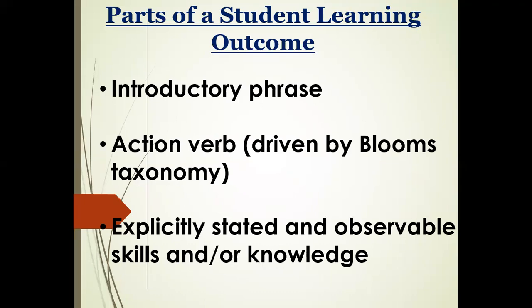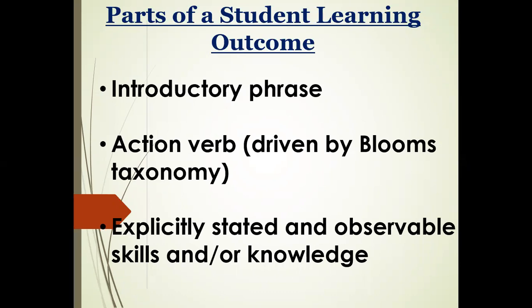So how are they done? Every learning outcome is stated with an introductory phrase. There is always an action verb. There is always an explicitly stated observable skill or knowledge. So there is an introduction, an action verb, and that action verb should have an explicit knowledge that you want learners to show. Let's consider this example in the next slide.